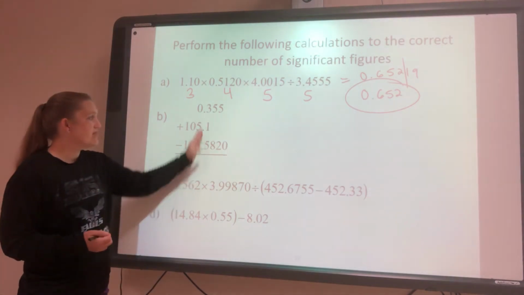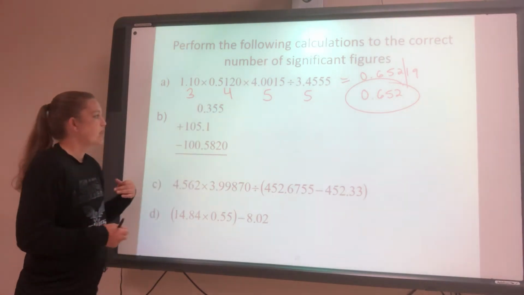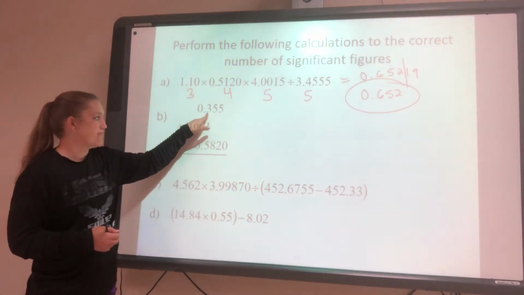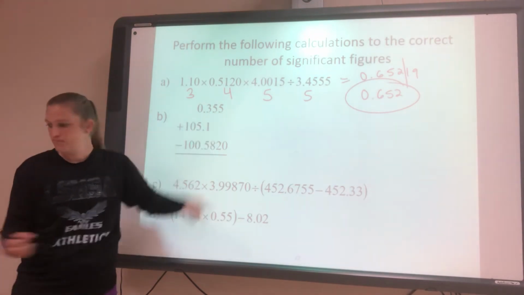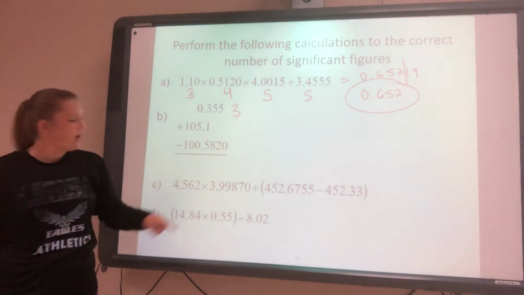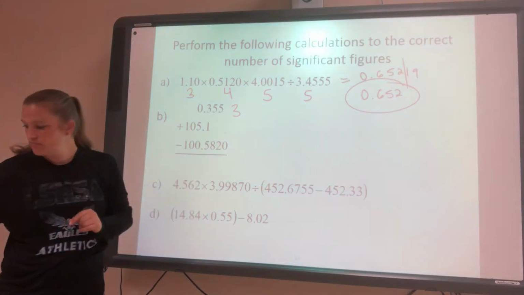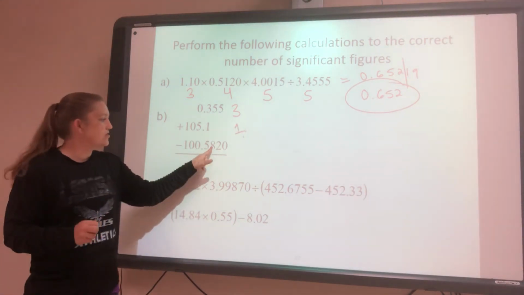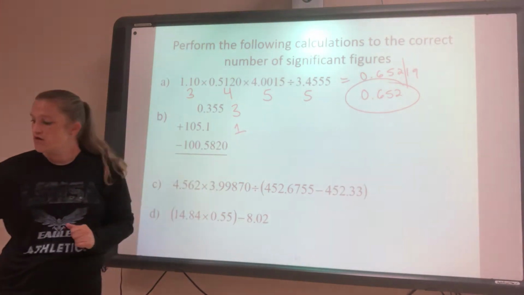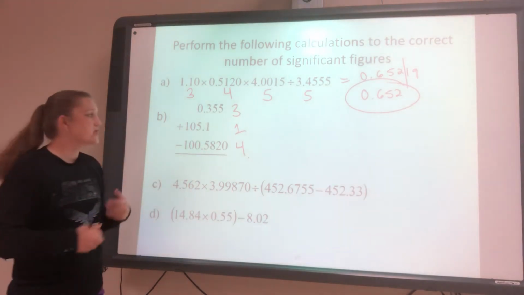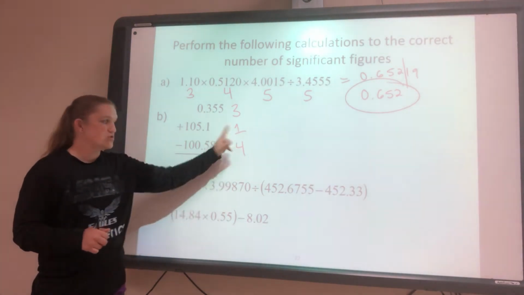Okay, so if you notice, it's all aligned on the decimal here. So how many decimal places here? 1, 2, 3. How many here? 1. And here, 1, 2, 3, 4. So your answer should go to the least number of decimal places, which is 1.